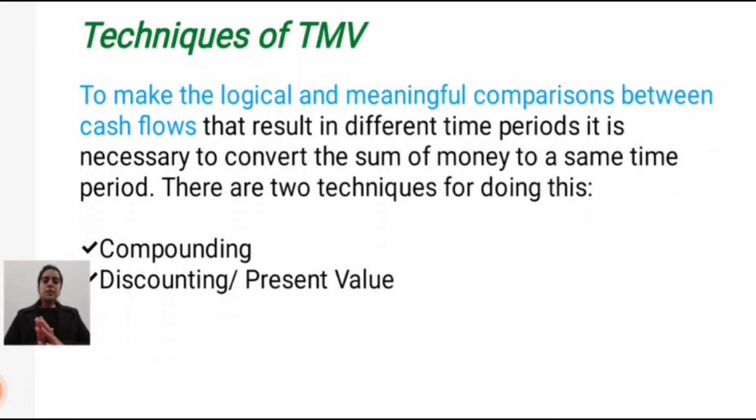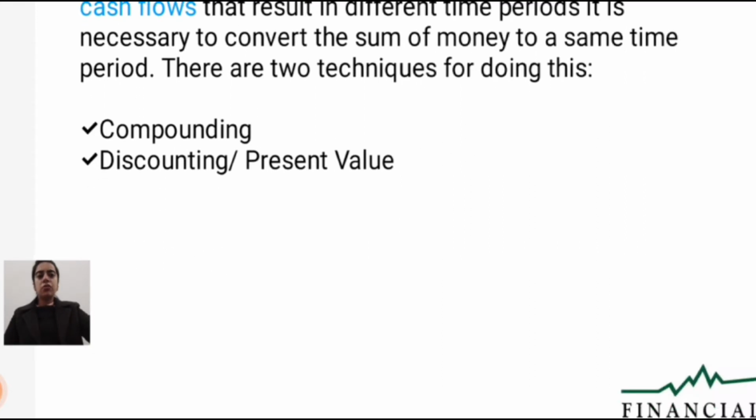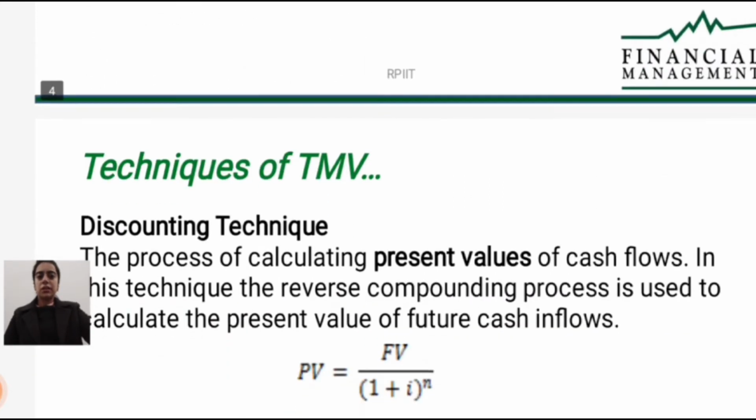Now, there are some techniques to measure the time value of money. To make logical and meaningful comparisons between cash flows that result in different time periods, it is necessary to convert the sum of money to the same time period. There are two techniques for doing this. The first one is compounding technique and the second one is discounting technique, or we can say present value technique.